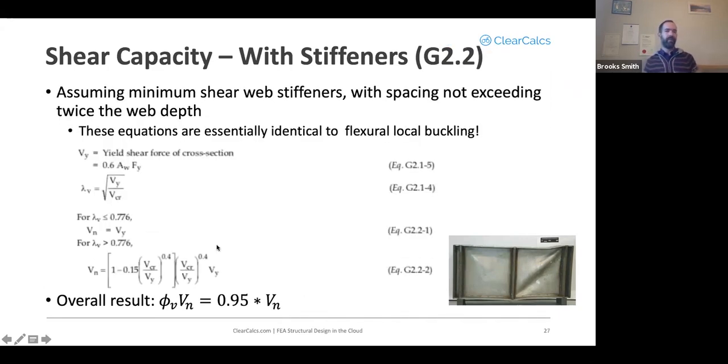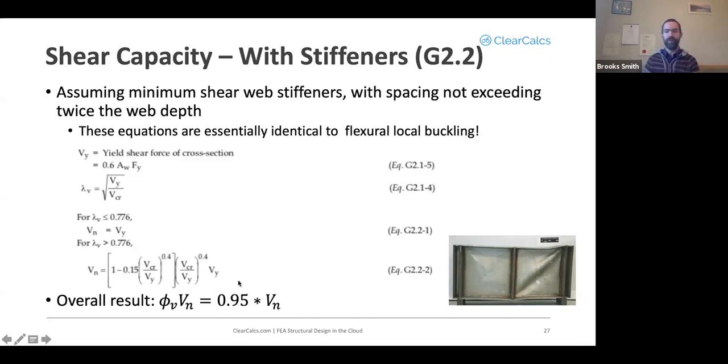With stiffeners, this assumes that you have minimum shear web stiffeners with spacing not exceeding twice the web depth. If you don't meet that, then you essentially consider it to be without stiffeners. But assuming you meet that, then you use the following equations for calculation with shear stiffeners.